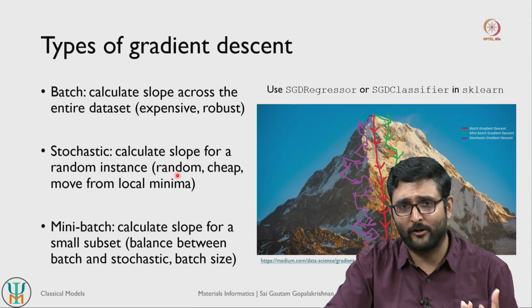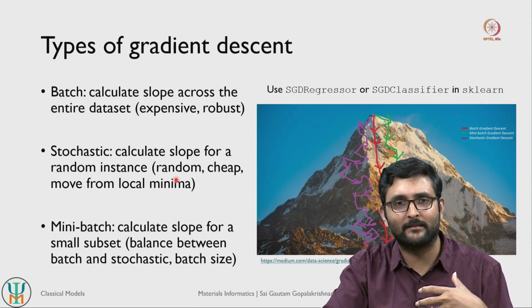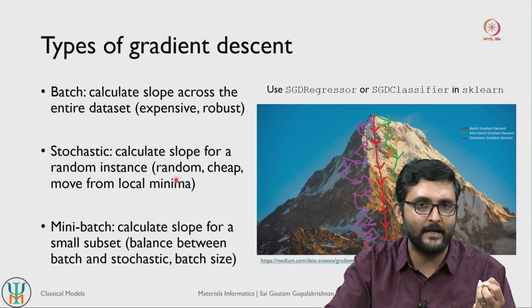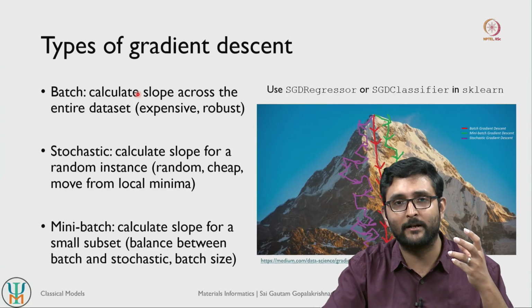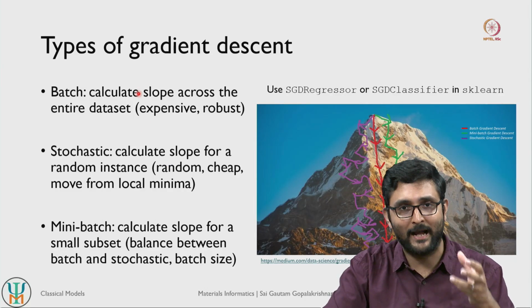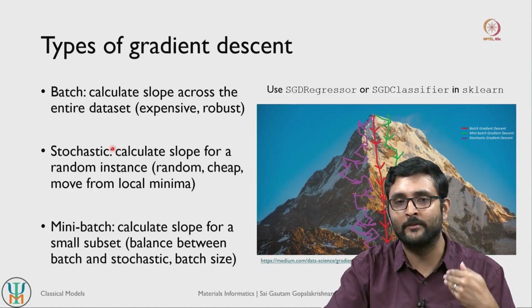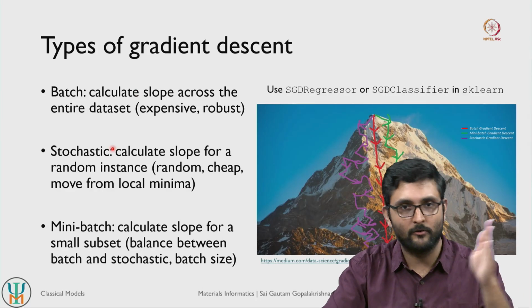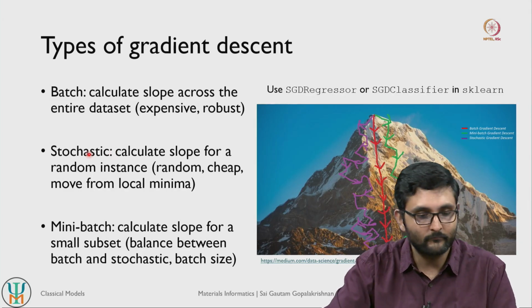But since it's stochastic, it's random. This also makes the gradient descent algorithm not converge as systematically as you would expect in batch gradient descent. So in batch gradient descent, your algorithm will converge in a fairly systematic fashion. In stochastic, there is no guarantee. So your algorithm can oscillate quite a bit even around the global minimum.